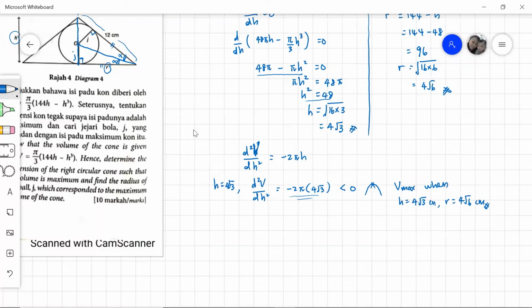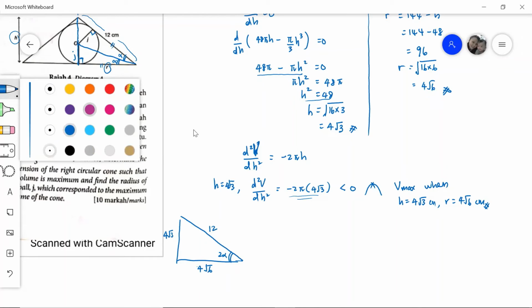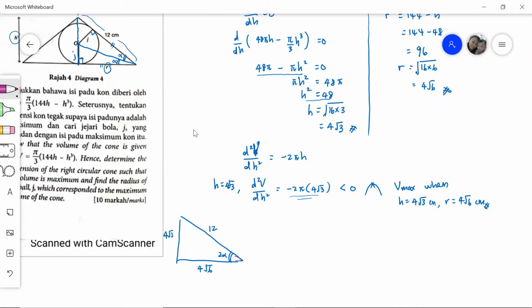So we can use the trigonometry ratio to solve this part of the question. Let's get that triangle at the bottom here. The height is 4 root 3, this is 12, and the base is r, 4 root 6. So we can find this angle first. Isn't this angle 2 alpha? From here we have another right-angled triangle. Let me put that down first. The j is here. This is the j as well. I'm going to find alpha first.